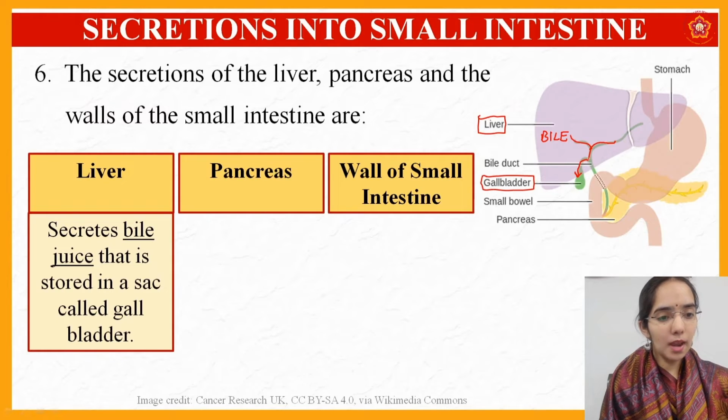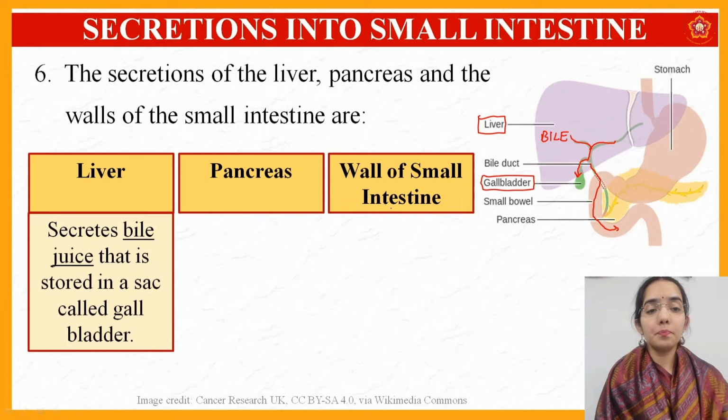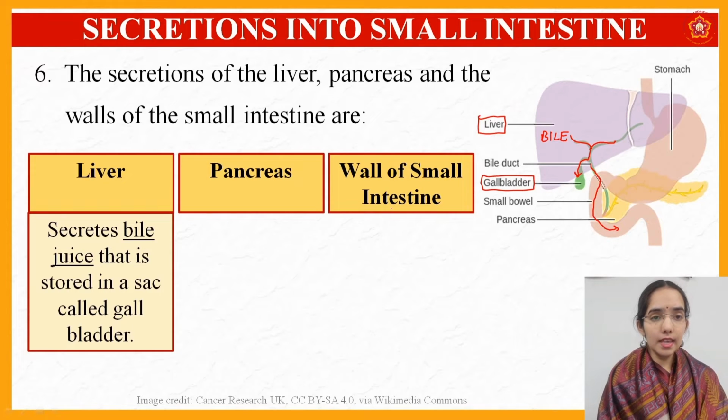And now from this gallbladder, this bile enters into the small intestine. So this area is the entrance of the small intestine. So the bile is secreted from the liver, then it is stored in the gallbladder, and then later the gallbladder will slowly release this bile and it enters into the small intestine.